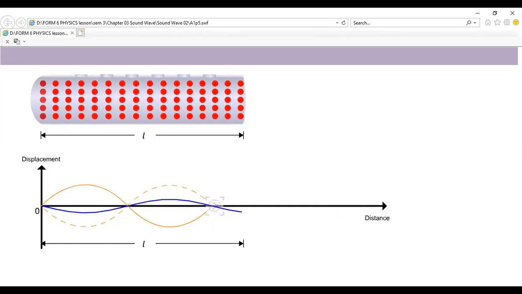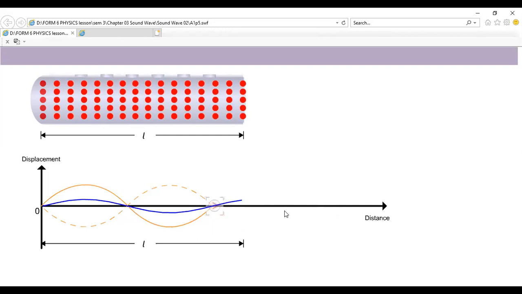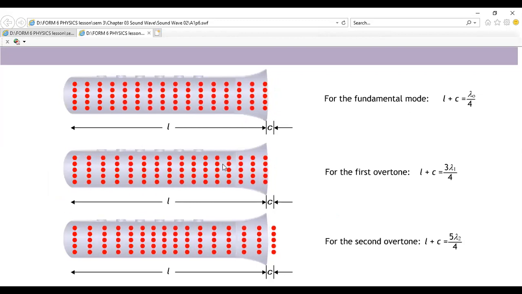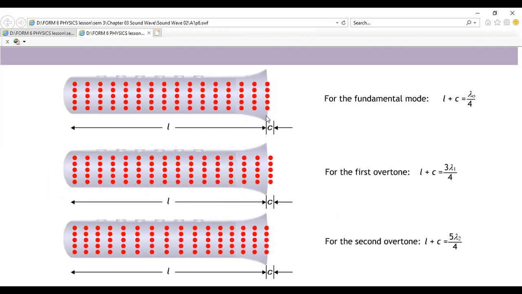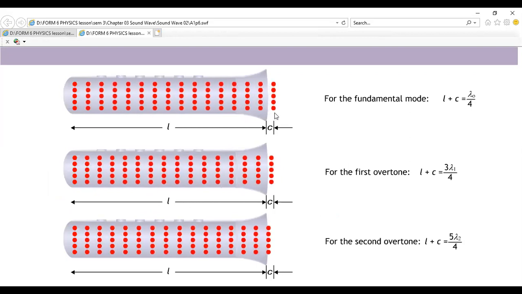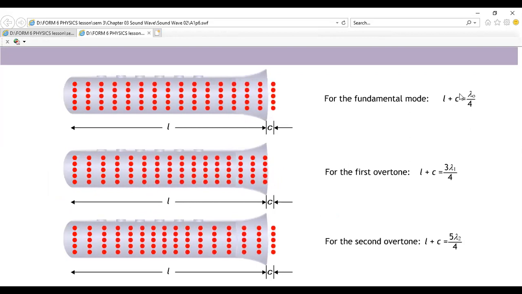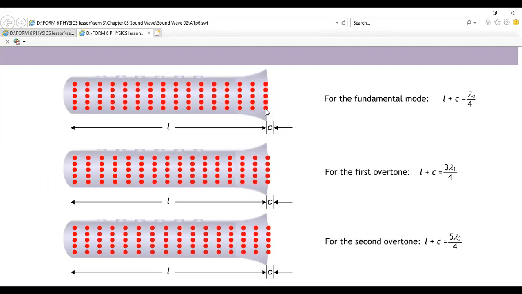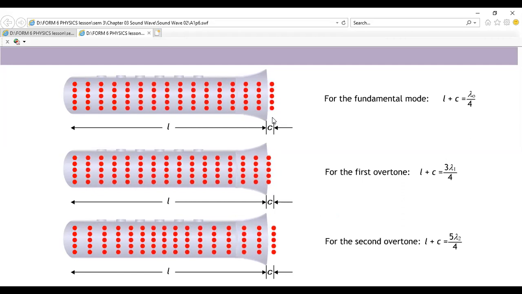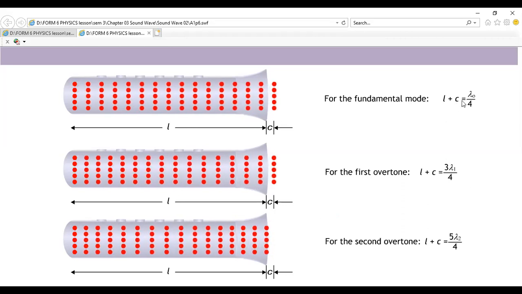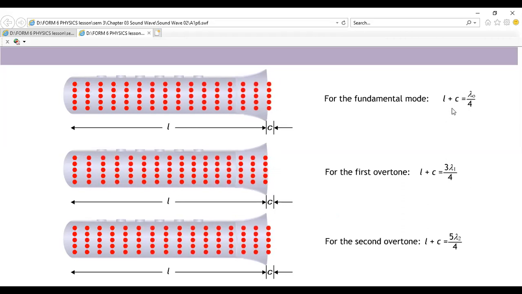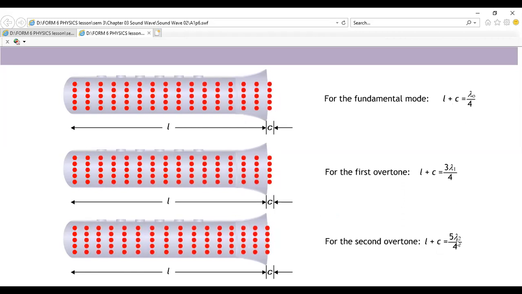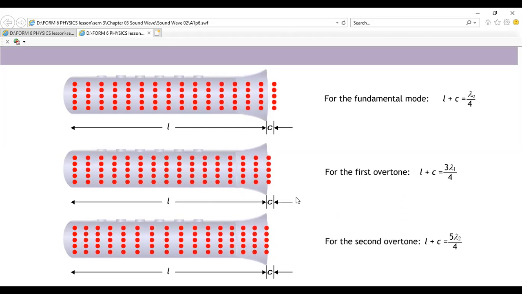Then what we need to say is that for the fundamental mode, when the particle vibrates, the maximum distance of vibration is the end correction, that will be c. Meanwhile, for every vibrating system, we need to consider the L. That's why L plus c is equal to lambda over 4. L plus c equals 3 lambda over 4, and L plus c equals 5 lambda over 4.